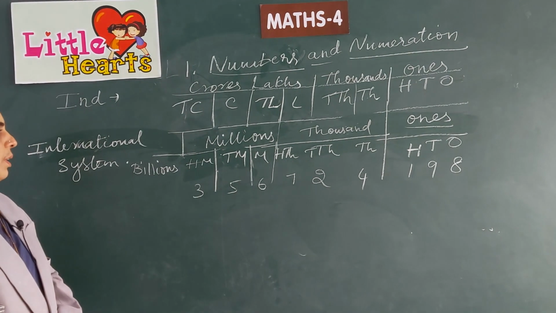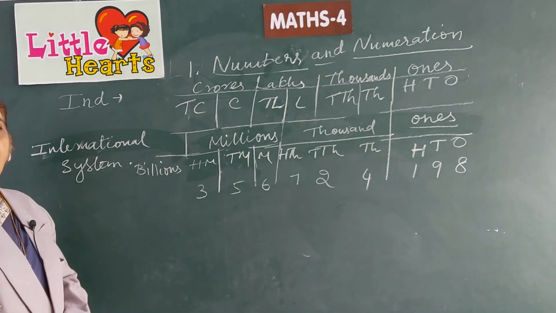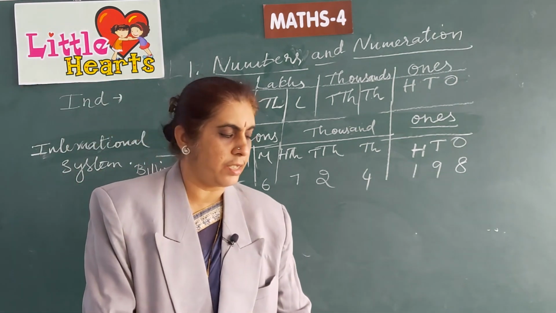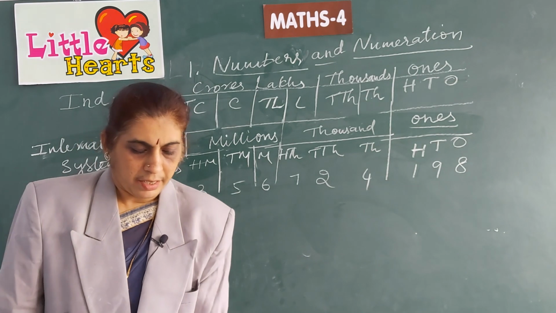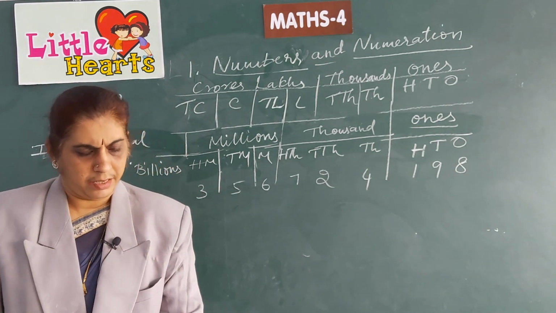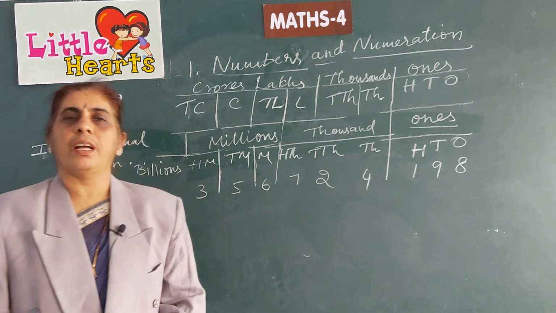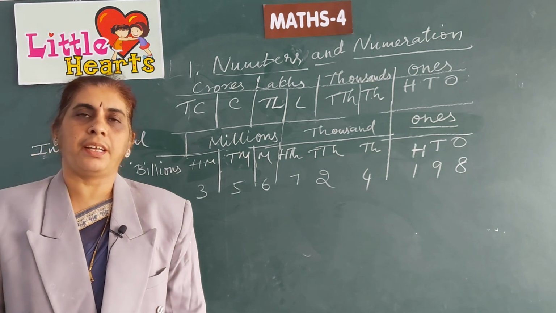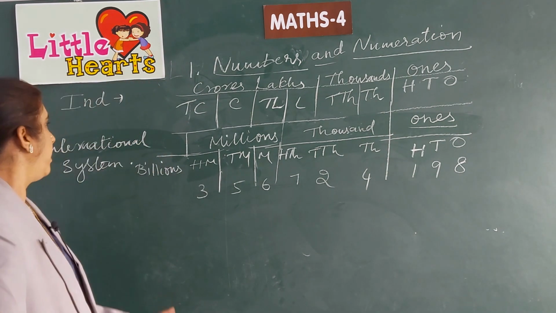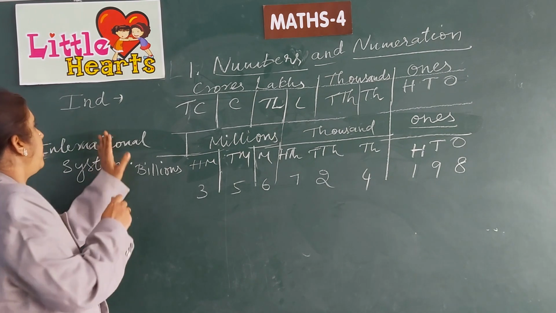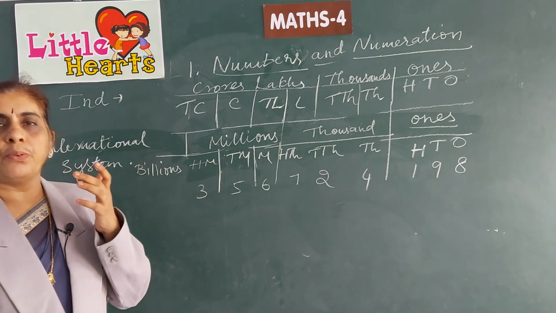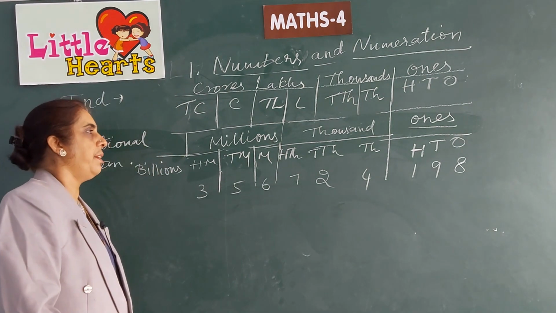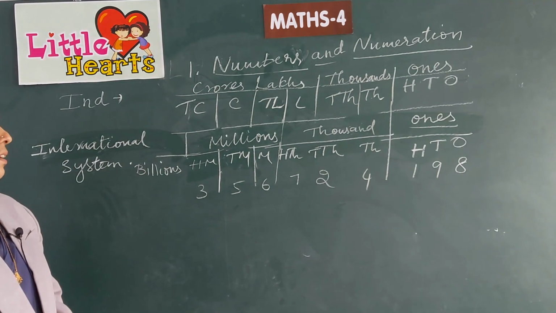Now we are going to learn how to write the number names in the international system. The international system is nothing but the place value chart used by many countries in the world. That is, internationally we use a system of numeration, that is the international system. The Indian system of numeration we use only in our country, India. So let us see how we read the numbers in the international system.